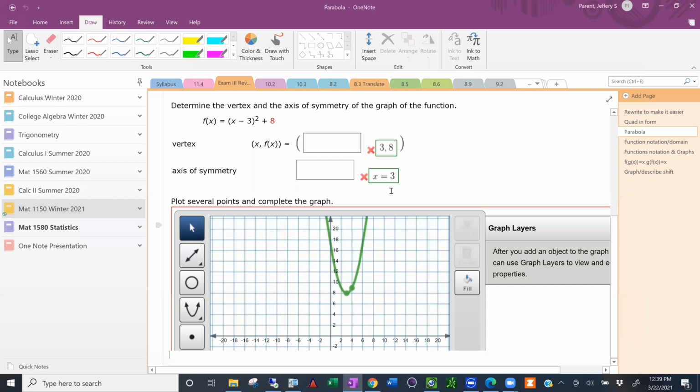Be careful not just to type in a 3. If you type in a 3, they'll mark it wrong. It needs to be x equals 3. They're looking for an equation. Hopefully you can see that right here. Right there, x equals 3. All right. How are we looking there?